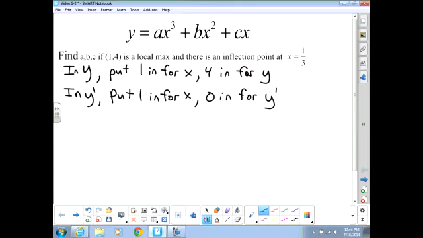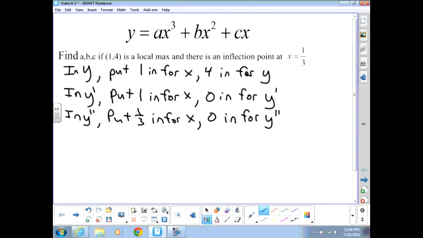Now, the third piece of information is if there's an inflection point at 1/3, we know inflection points we get from the second derivative. Well, it's pretty similar to what we just did for the max. If there's an inflection point at 1/3, that means that x value of 1/3 should make the second derivative 0. So in y double prime, we're going to put 1/3 in for x and 0 in for y double prime.